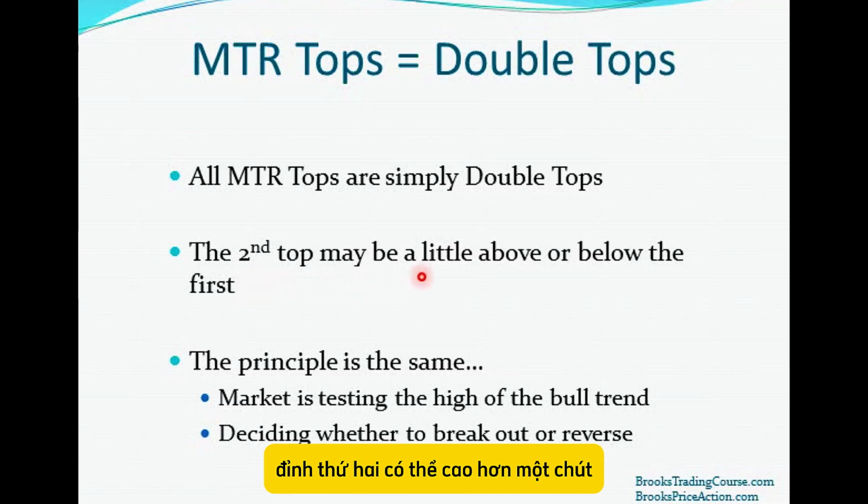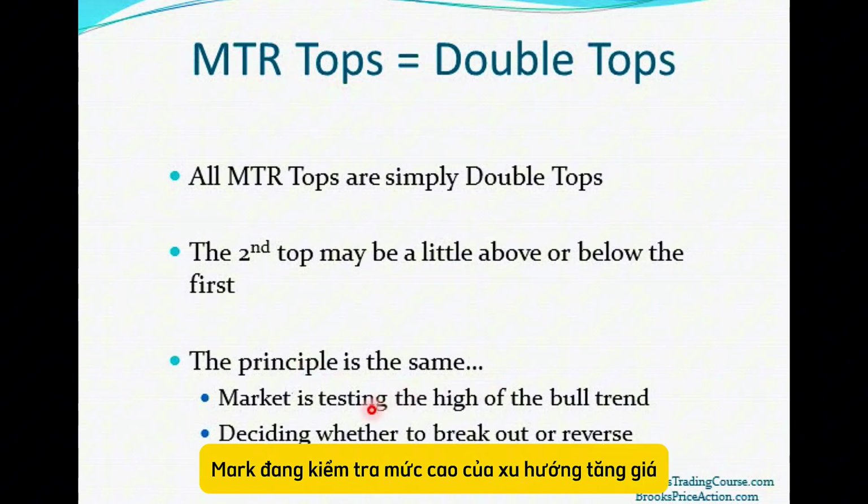The second top may be a little above or a little below the first top, but the basic principle is the same. The market's testing the high of the bull trend and it's deciding whether to break out and resume the bull trend or whether to reverse.